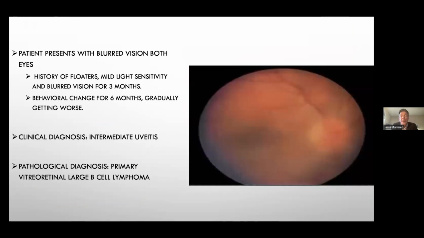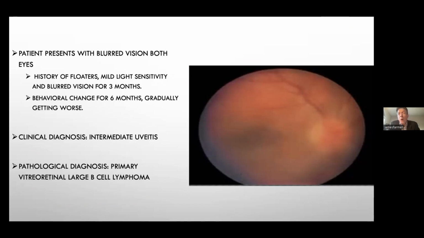So this goes back to my blurred fundus photo at the beginning. This patient presents with blurred vision in both eyes. It gives a history of floaters, mild light sensitivity. This has been going on for about 3 months. As well, when the patient was seen, the partner said that the behavior's been a little bit off and forgetful and a little bit argumentative, and just not the way the patient used to be.